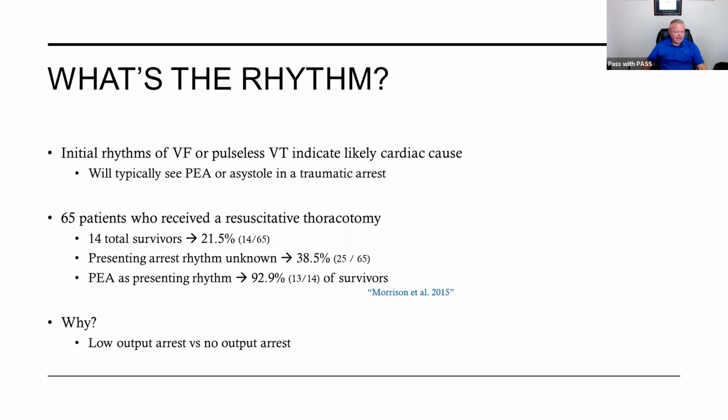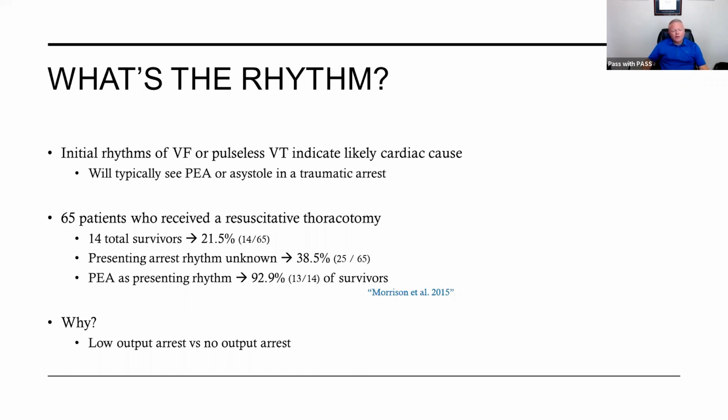If PEA was the presenting rhythm, though, 92.9%, so 13 out of 14 of the folks that ended up surviving were found to be in an initial PEA. And we have always kind of just blown PEA off because it falls within that asystole algorithm. So we kind of just say, PEA and asystole, these are injuries incompatible with life. This is going to be a futile attempt, things that I have said personally in the field. And we're finding that that may not necessarily be the case.